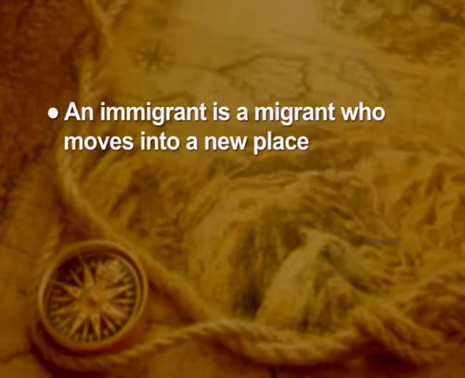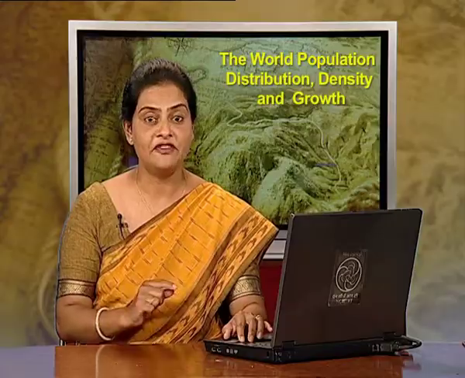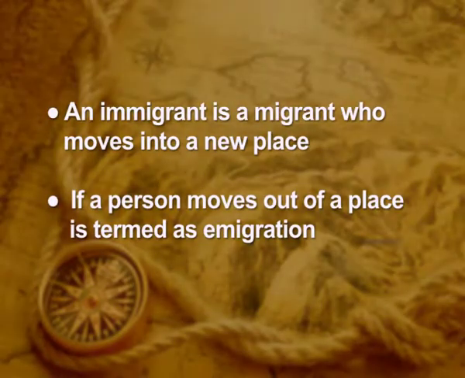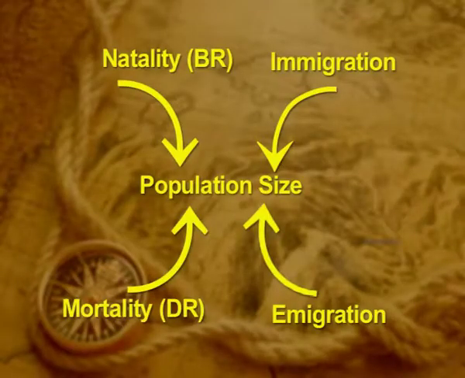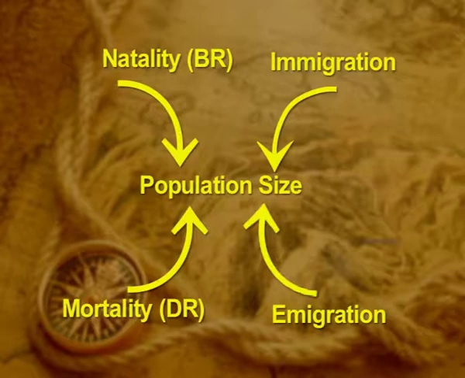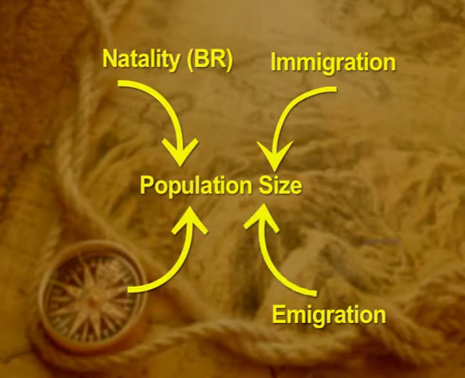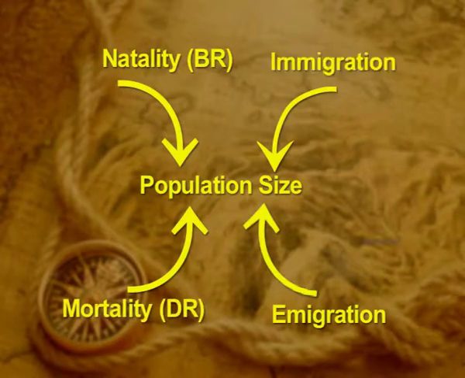An immigrant is a migrant who moves into a new place. And if a person moves out of a place, it is termed emigration, no matter what. But both change the population size. Let's look into this diagram. There are 4 components mentioned, and all 4 of them together change the population size of a region. These 4 are natality, that is birth rate, mortality, that is death rate, immigration and emigration.